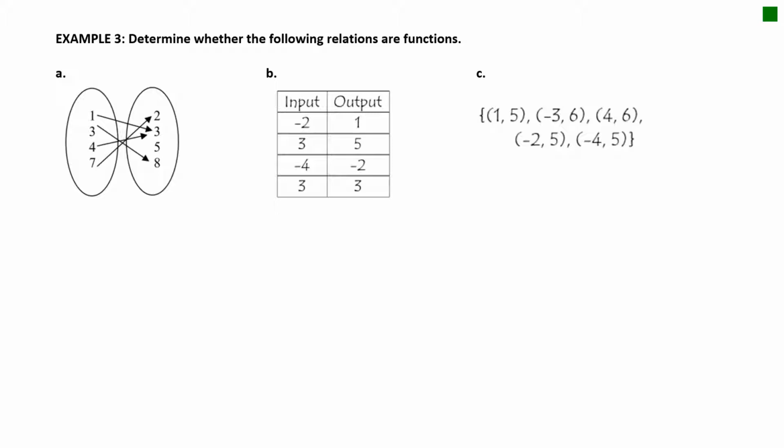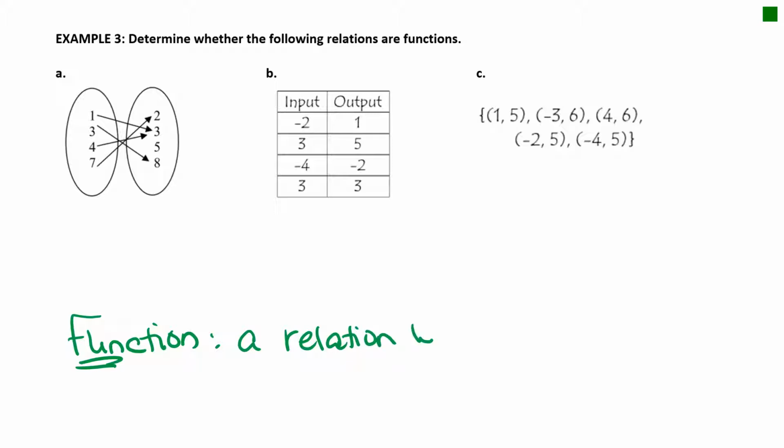Okay, so now we want to determine whether the following relations are functions, which means we need to take a minute and actually define a function. So everybody write down function. You're going to have fun while you're doing this. A function is a relation where no x value repeats. So for every input, there's exactly one output.